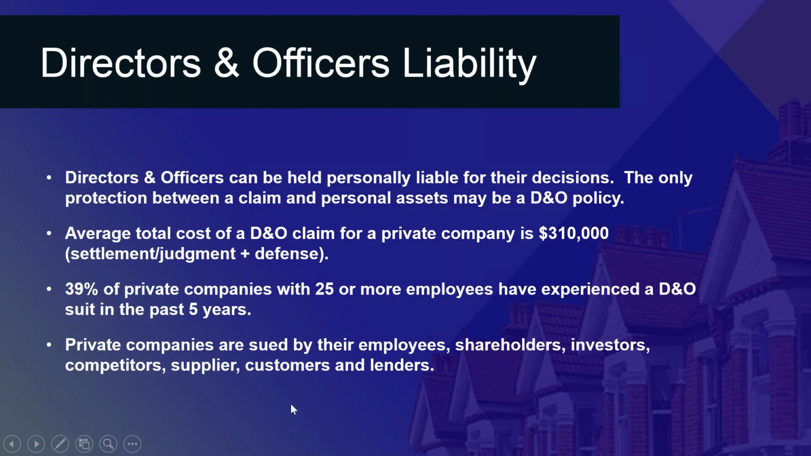The average D&O claim for a private company is $300,000. That's a settlement, judgment, and defense. 39% of private companies with 25 or more employees have experienced a D&O suit in the past 5 years. A lot of agents don't really think about offering this, but if you have a board that's running the company, you really want to consider D&O coverage. Private companies are sued by their employees, shareholders, investors, competitors, suppliers, customers, and lenders.